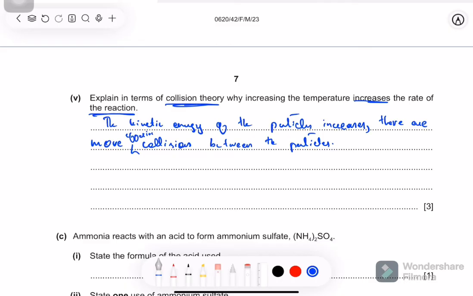And one more thing is that a higher proportion of particles have energy above the activation energy.